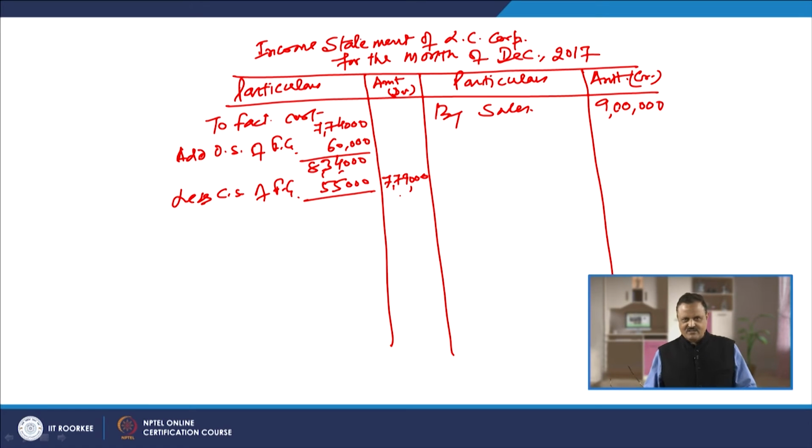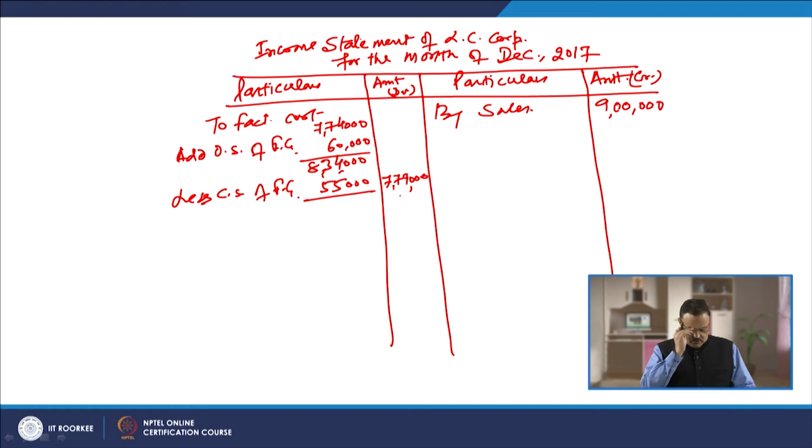The total cost of production, whatever production we have made so far in the month of December, as well as the previous stock left in the warehouse. We produced in the month of December worth rupees 7,74,000 and 60,000 worth of goods were already with us in stock. Total production became, by the end of December, 8,34,000. When we subtracted the closing stock, which we are not selling in the market in the current month, that amount was 55,000. So finally, the amount which will go to the market, the cost of that amount is 7,79,000.